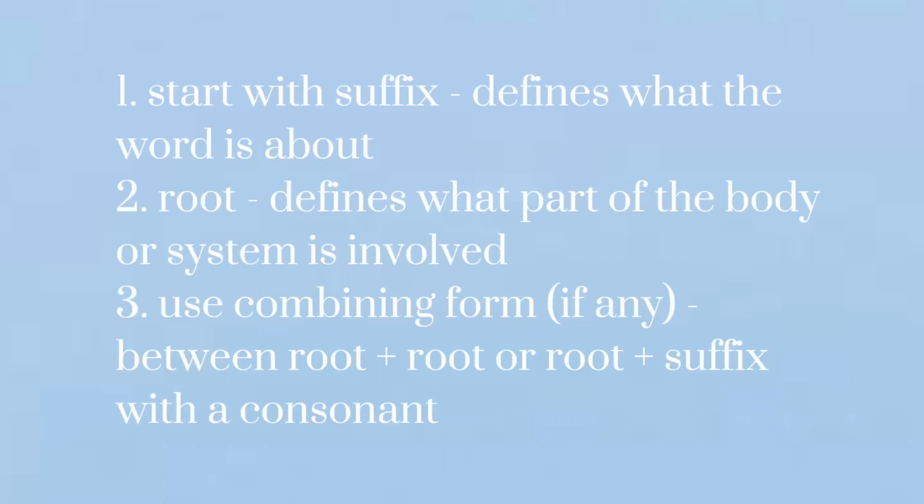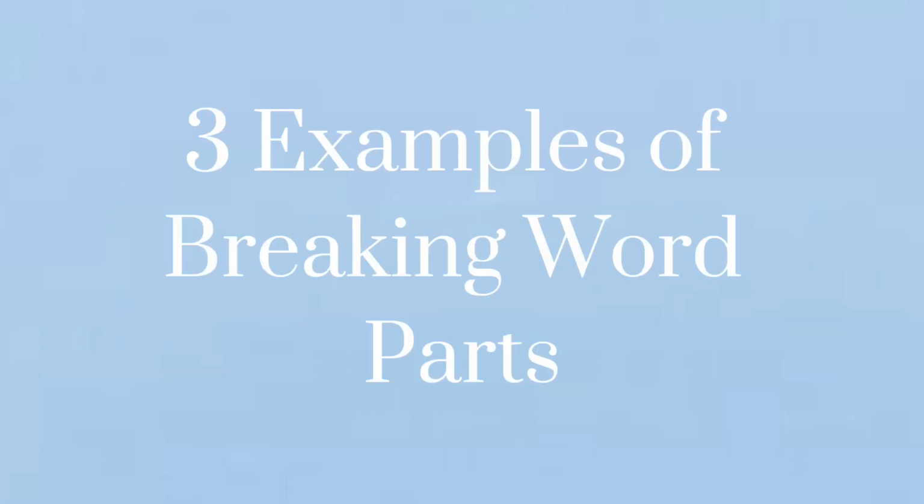Breaking down medical terms correctly. 1. Start with the suffix. It defines what the word is about. 2. Find the root. It defines what part of the body or system is involved. 3. Use a combining form, if any, between root and root, or between root and suffix when the suffix begins with a consonant. Three examples of breaking word parts down.